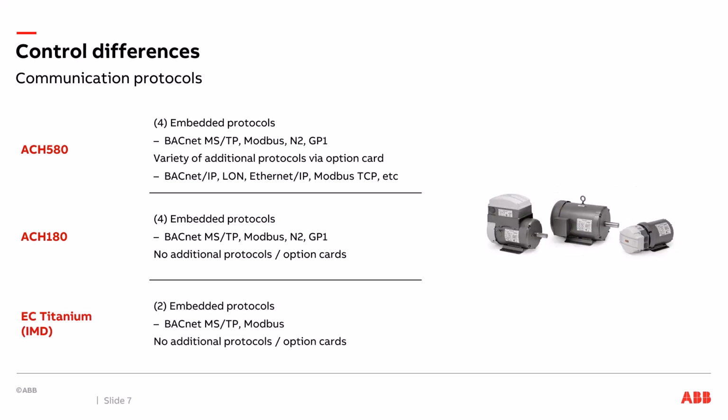The EC Titanium is even more simplified. You've got BACnet MSTP, which would typically be to the building automation controller, or Modbus if, say, you had a unitary controller on that unit. So BACnet MSTP and Modbus are the 2 protocols that the integral motor drive EC Titanium supports. And then there are no additional option cards that can be plugged into it. So it's those 2 protocols or nothing.